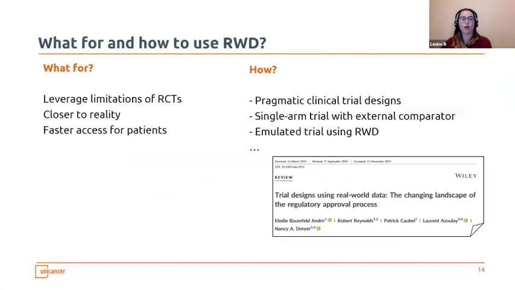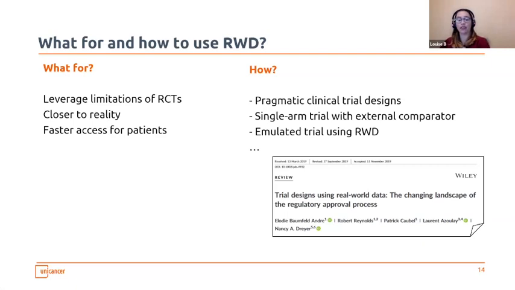Thank you. So what for and how to use RWD? What for? When possible, it allows leveraging limitations of RCTs. It can produce evidence closer to reality, and it aims to permit faster access for patients. And how? Hybrid trial methodologies have been developed, combining the best parts of traditional randomized clinical trials and observational study designs to produce RWE that provides adequate scientific evidence for regulatory decision-making.